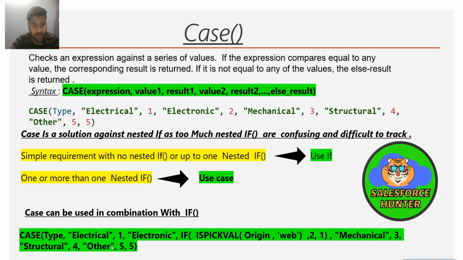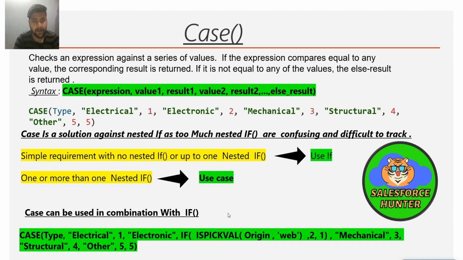So how? Let's look into this example. This is the same example but with a little twist. What this is doing is, if the type of a case object is electrical, it gives rating 1. If it is electronic, it checks a few things further ahead. It is checking whether the origin for that case is web. If the origin for that case is web, it gives the rating as 2. If something else other than web, it gives the rating again as 1. And other formulas are similar to what we have written above. So we simply place the if statement in the result part of the case function. That is not a big deal.